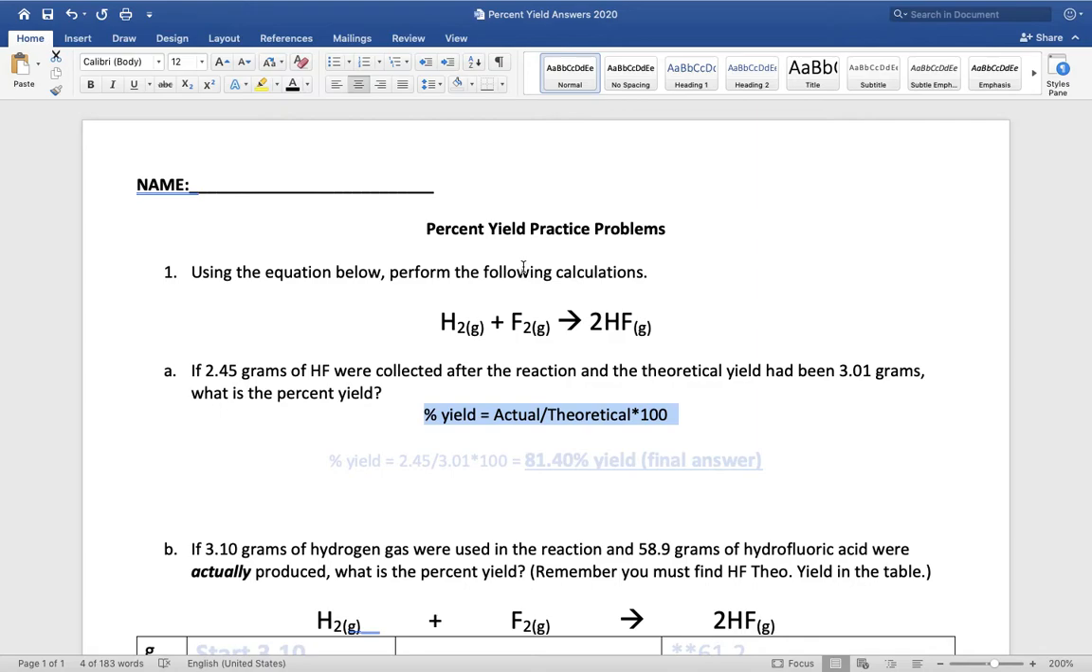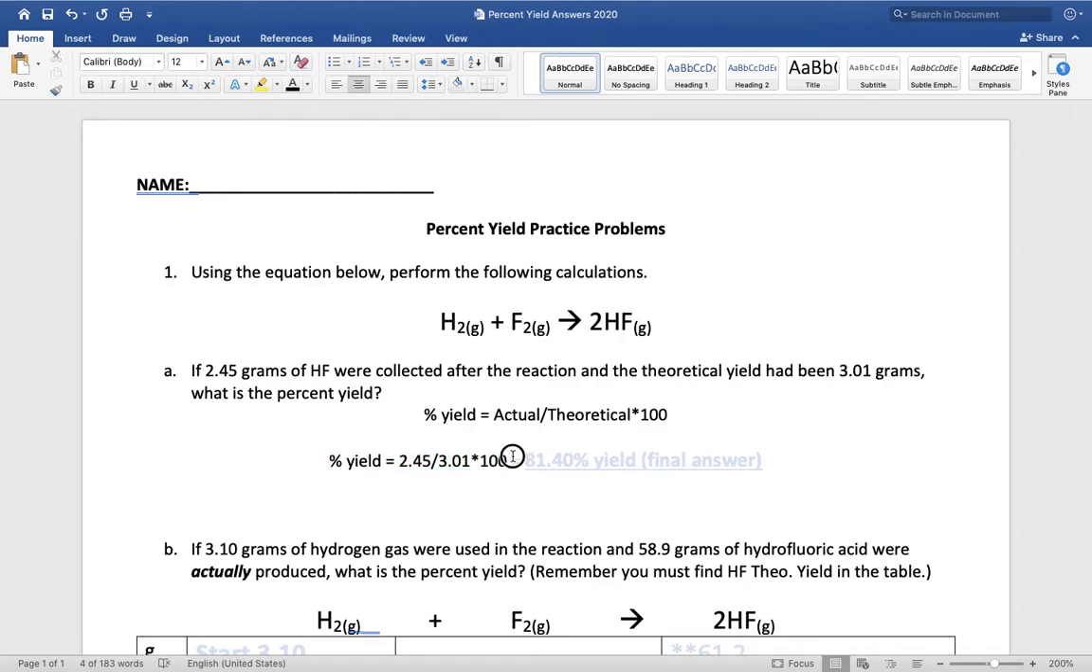For this one, it's a straight up algebra problem. You don't need any stoichiometry. You just plug and chug your numbers. Remember, actual is what you get in real life, reality. So in this case, in an experiment, we got 2.545 grams of hydrofluoric acid. Theoretical yield is what you would get in theory, on paper, using stoichiometry, and it's already been given to you. So we got 2.545 divided by 3.01, actual over theoretical, and then we'll multiply that by 100.